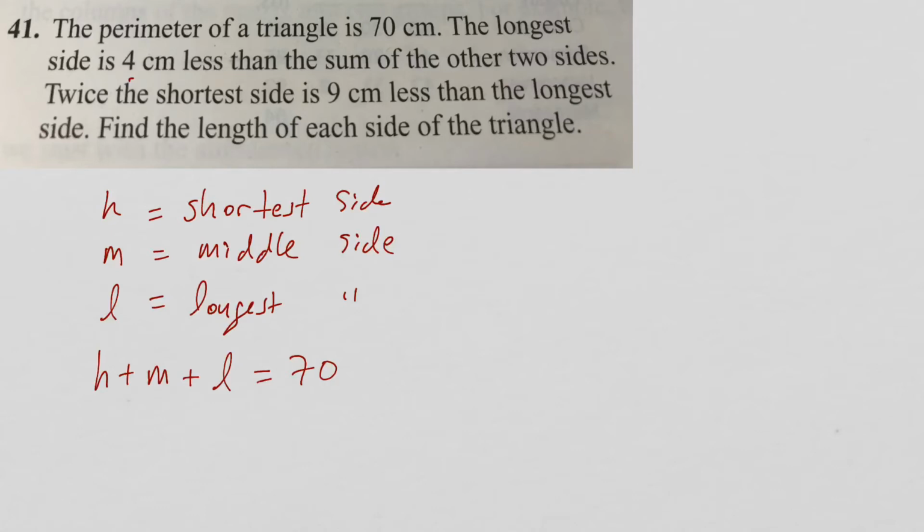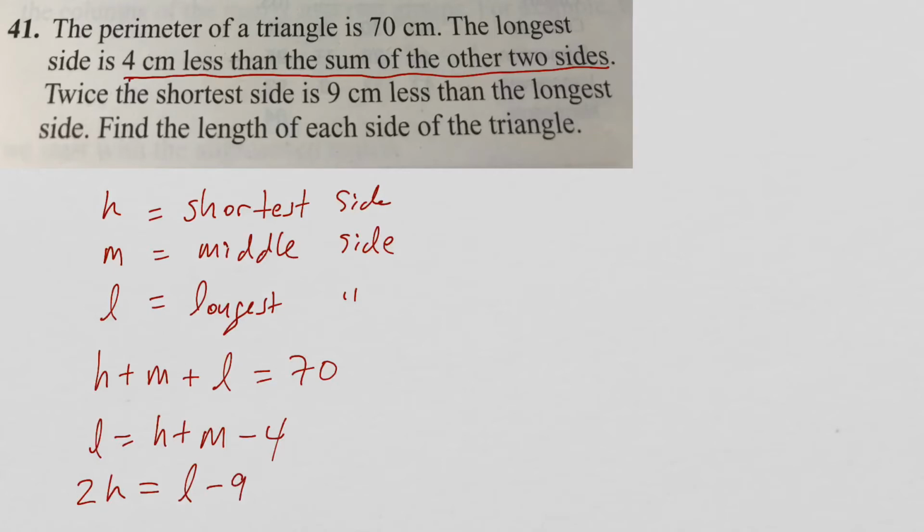That's one equation. Now, the longest side is 4 centimeters less than the sum of the other 2 sides. So the other 2 sides are H plus M, but this is 4 centimeters less, so minus 4. And finally, twice the shortest side is 9 centimeters less than the longest side. Okay. All right, so these are my three equations.